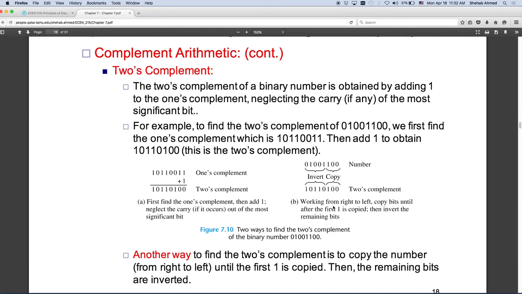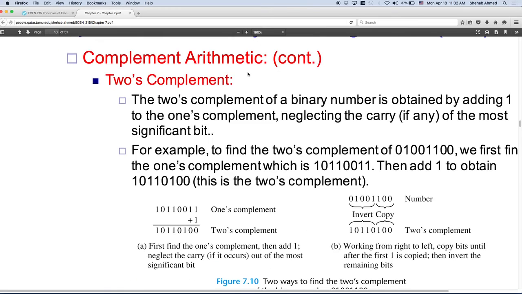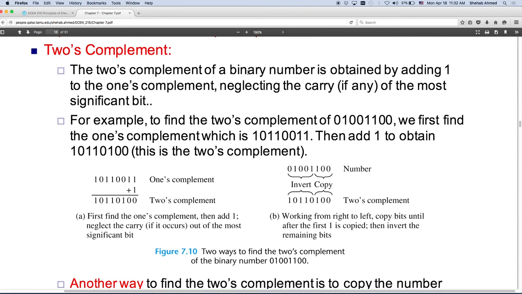Or there's another way of doing it. So here, for example, the 2's complement of a binary number is obtained by adding 1 to the 1's complement, neglecting the carry of the most significant bit, if any. Right? So for example, find the 2's complement of this number.